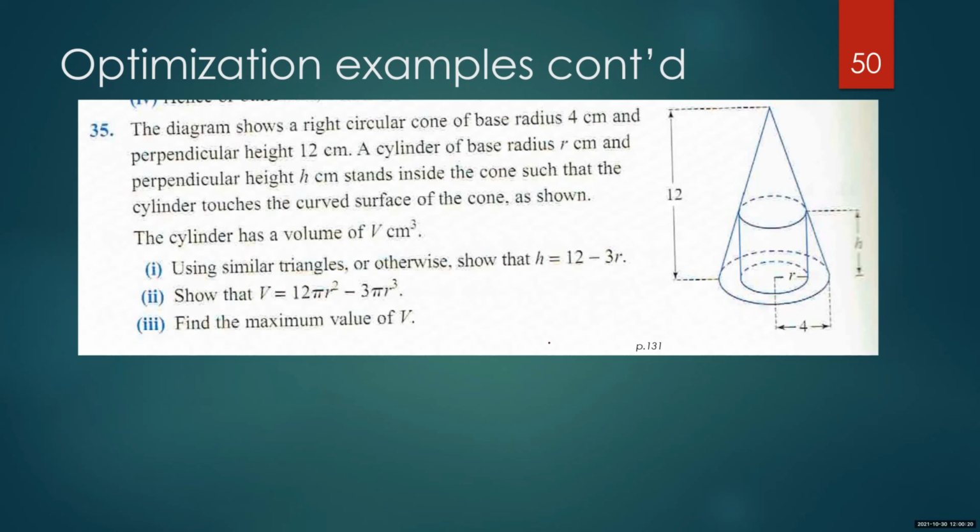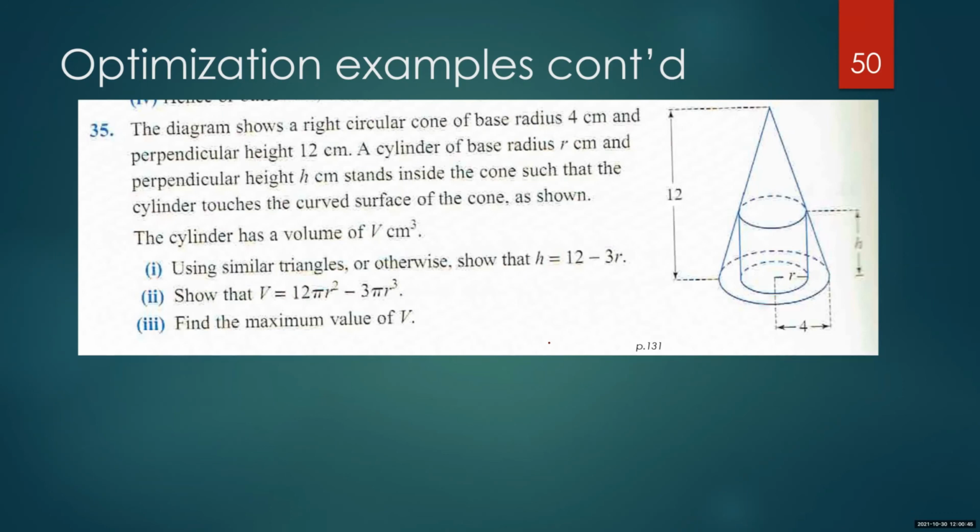So what have we got? We've got a cylinder inside a cone, and we're allowed to adjust the radius of the cylinder. If we make the radius smaller, the cylinder gets taller. If we make the radius larger, the cylinder gets shorter, because the top of the cylinder has to touch the cone, but the entire cylinder has to stay inside the cone.